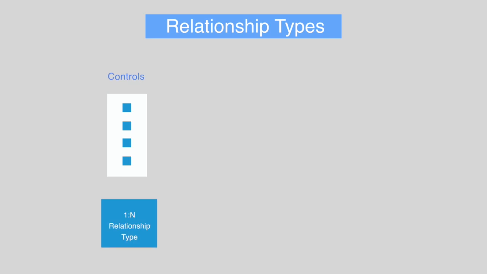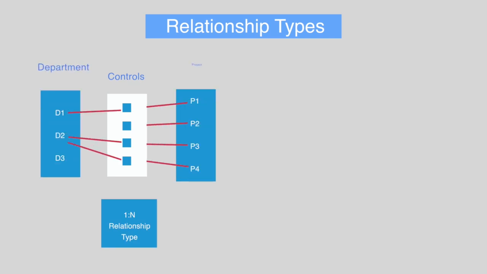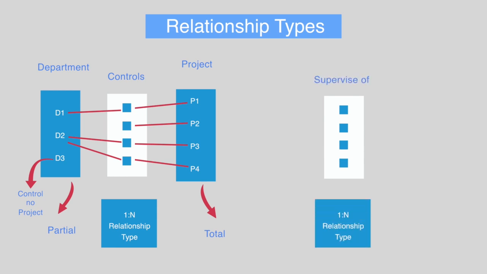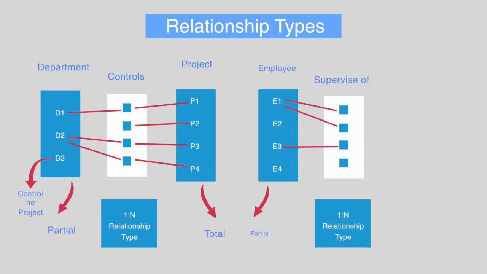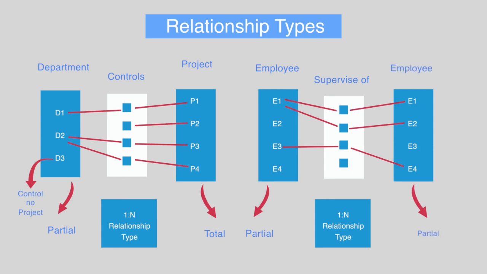Controls is a one-to-n relationship type between department and project. The participation of the project is total. The users indicate that some departments may control no projects. So, the participation of the department is partial. Supervise is a one-to-n relationship type between employee in the supervisor role and employee in the supervisee role. Database users indicate that not every employee is a supervisor and not every employee has a supervisor. So, both participations are partial.